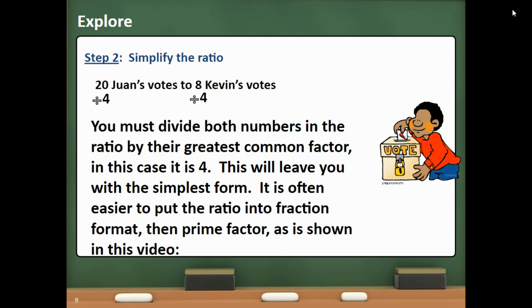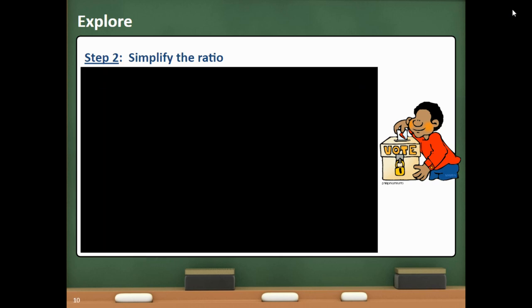You have to divide them by their greatest common factor, which in this case is 4. That'll leave you with the simplest form. It's often easier, though, to put the ratio in fraction format than prime factor, as it's shown in this video.